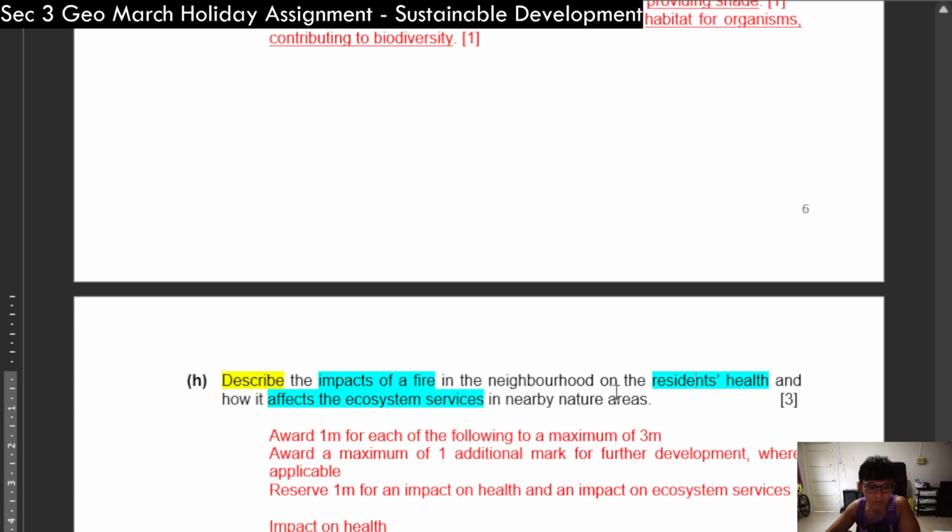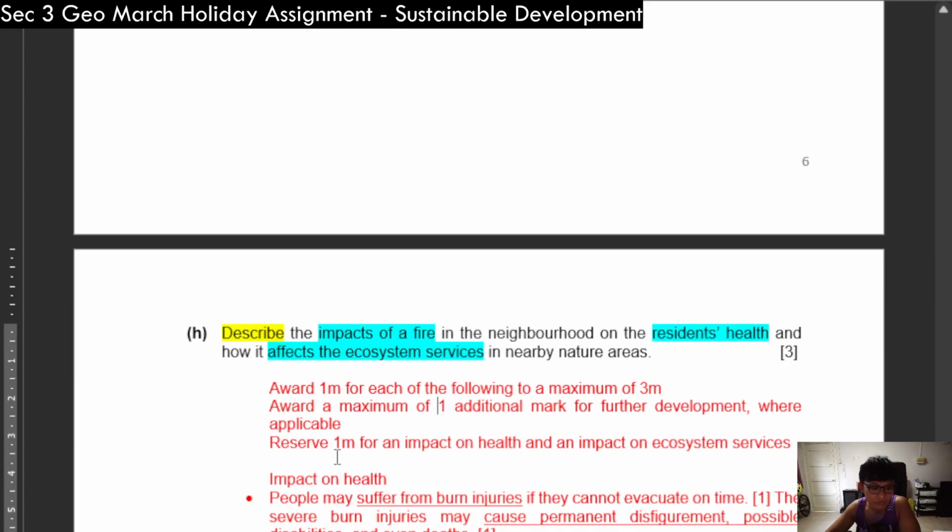First point is on the impacts on a person's health. Second point is how it affects the ecosystem services in the nearby area. So 1 mark for each of the following. Definitely you need to address both sides in order to score all 3 marks. So first is on the impact on health.